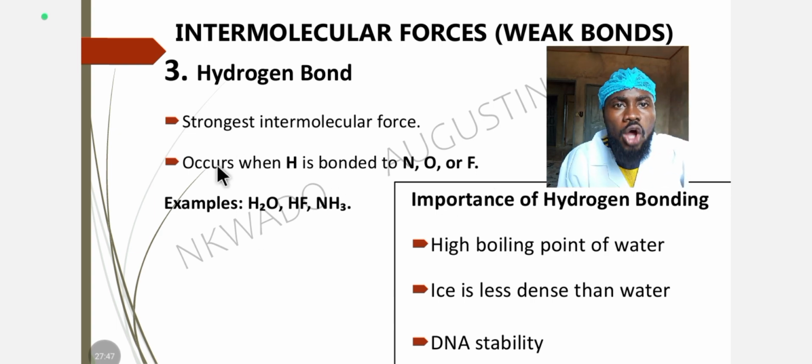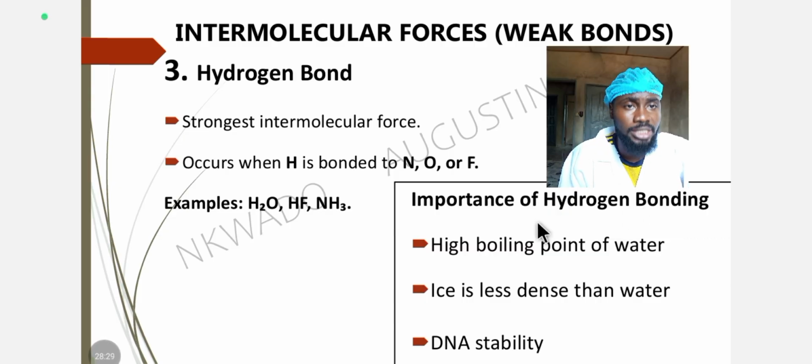So it occurs when hydrogen is bonded to what? To nitrogen, or to oxygen, or to fluorine. It forms hydrogen bonding. Examples of compounds where hydrogen bond exists are water, hydrogen fluoride, and ammonia.